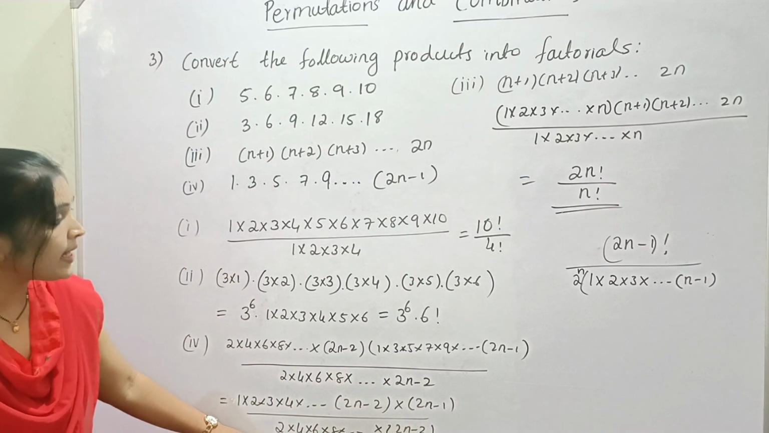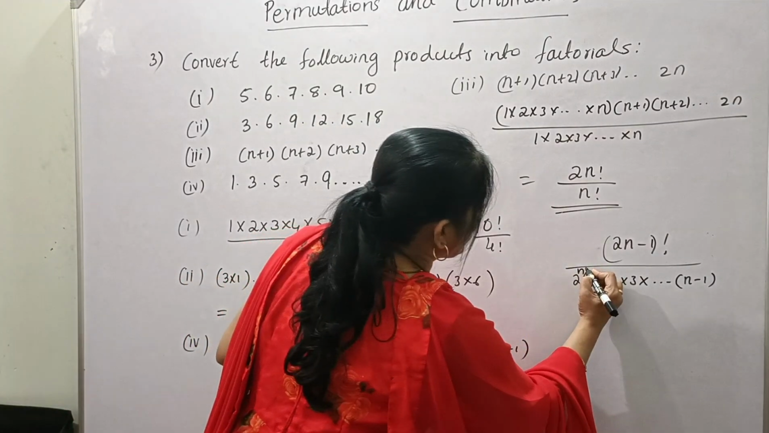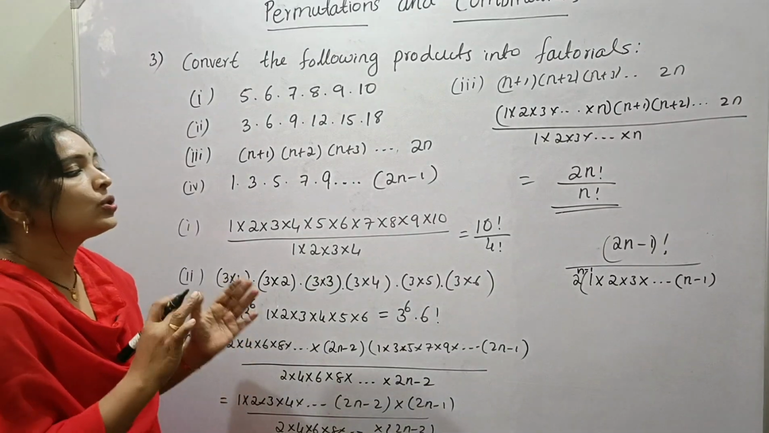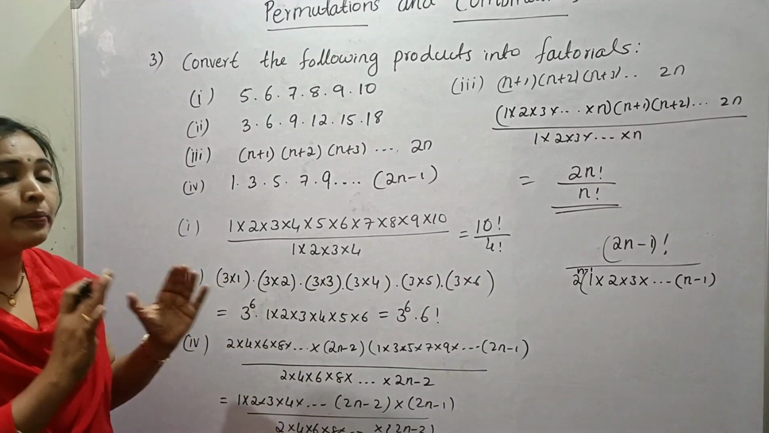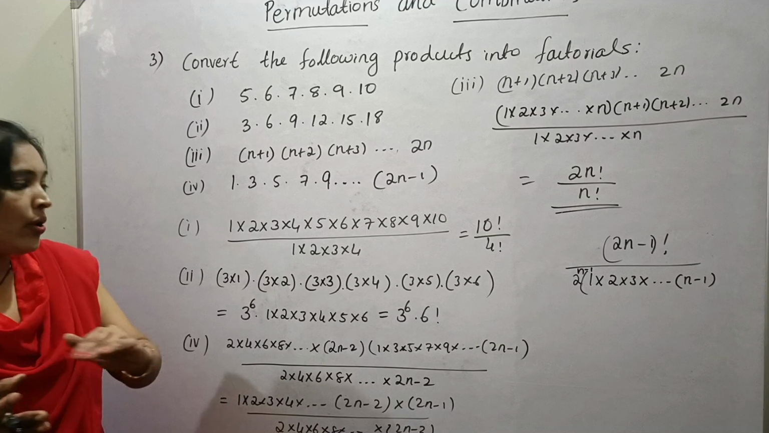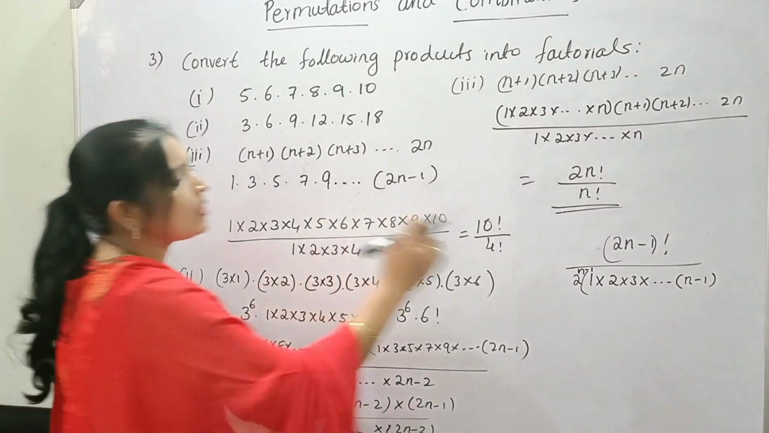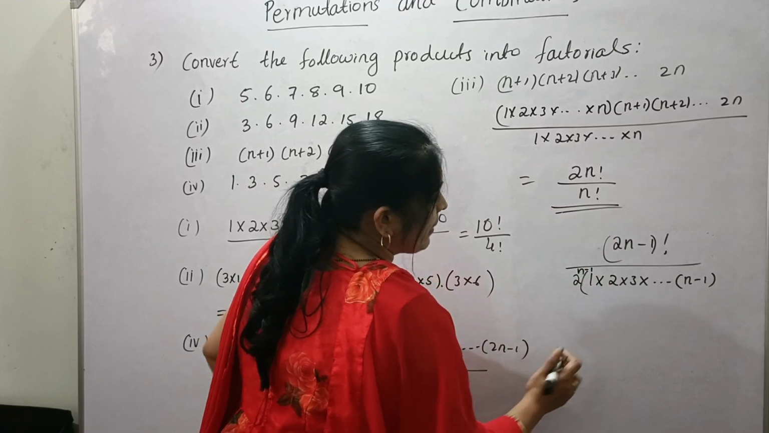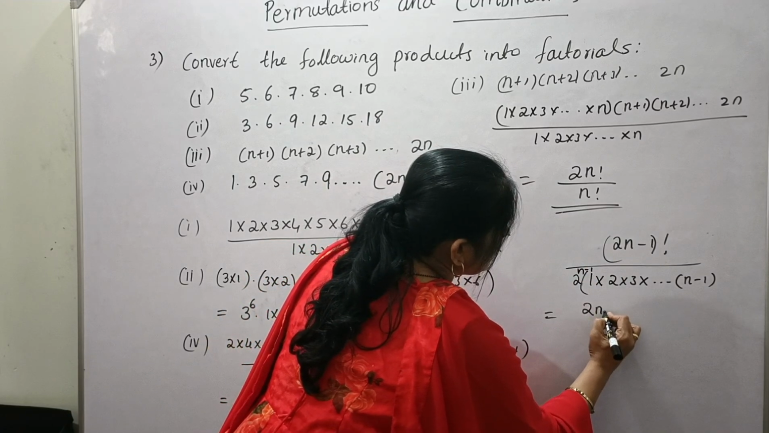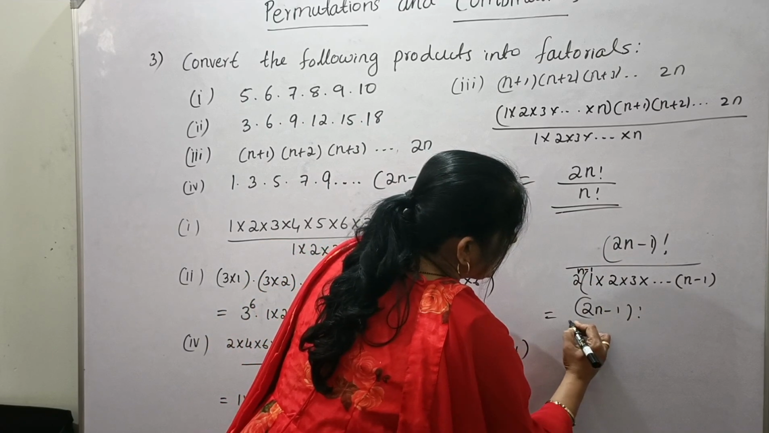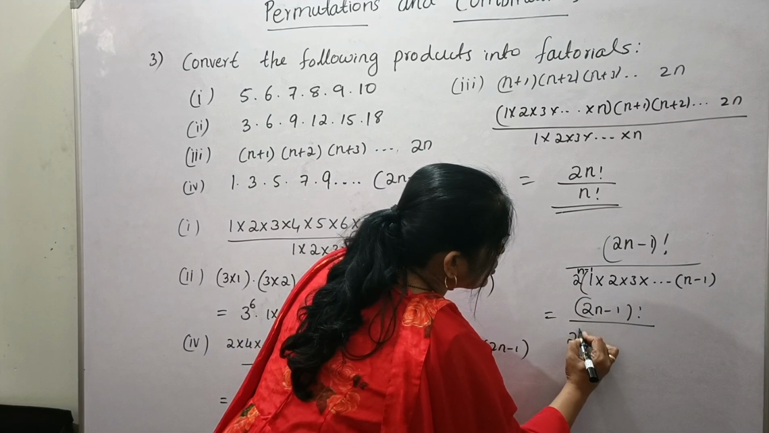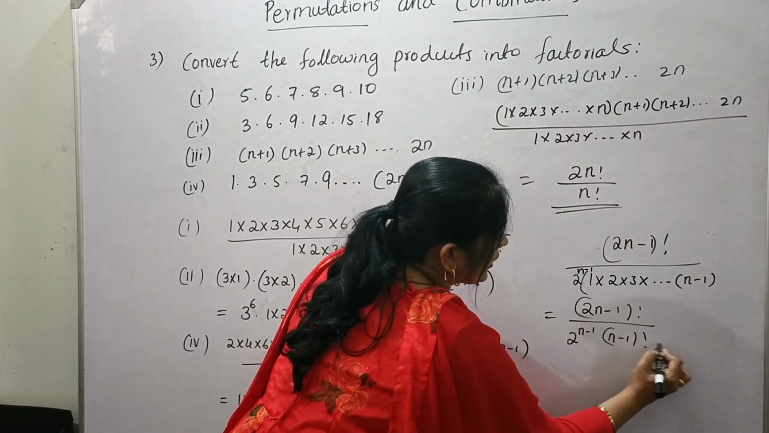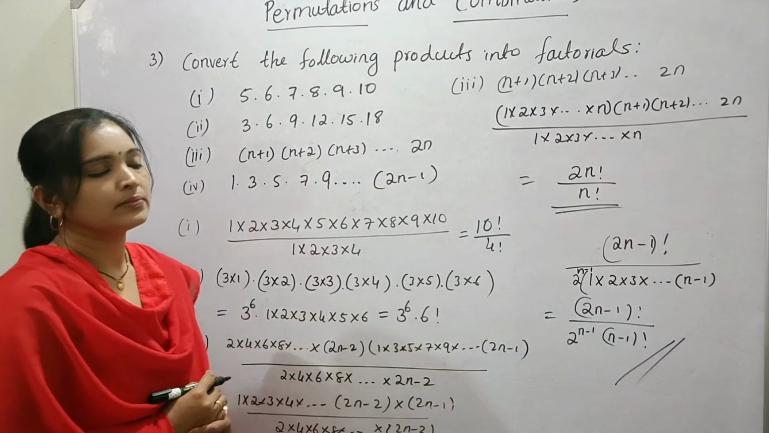Therefore, how many 2's are here? 2 raised to n minus 1. Okay, n minus 1 numbers are here, therefore n minus 1 2's are here. So we have taken it out. That is 2 raised to n minus 1 into 1 into 2 into 3 into etc. into n minus 1. That is 2n minus 1 whole factorial divided by 2 raised to n minus 1 is nothing but n minus 1 factorial.